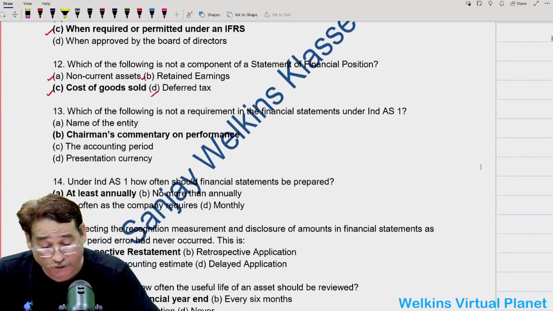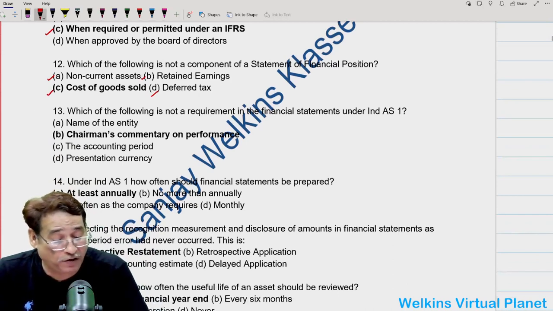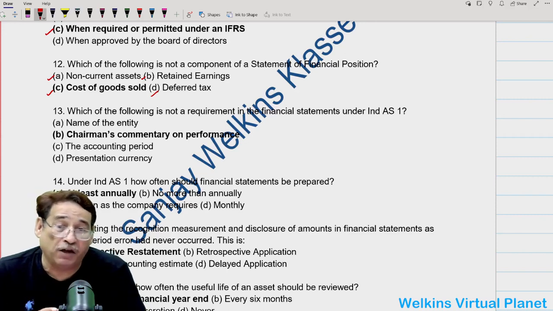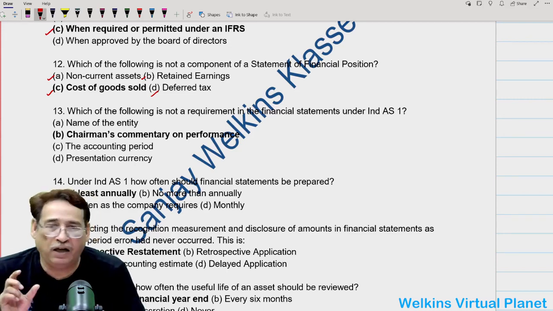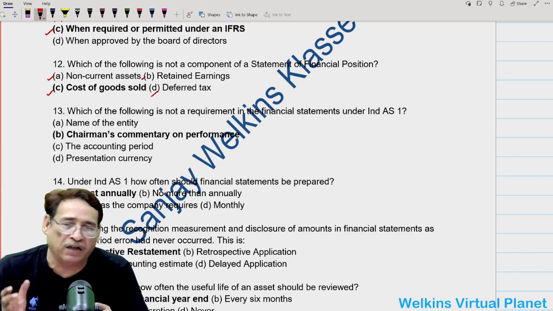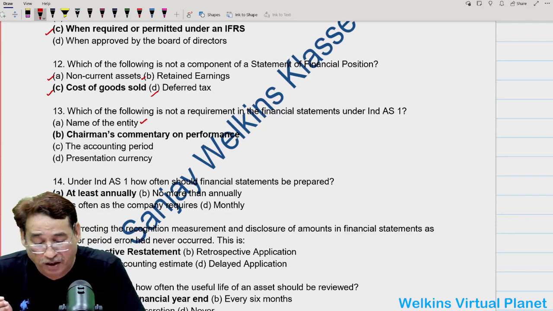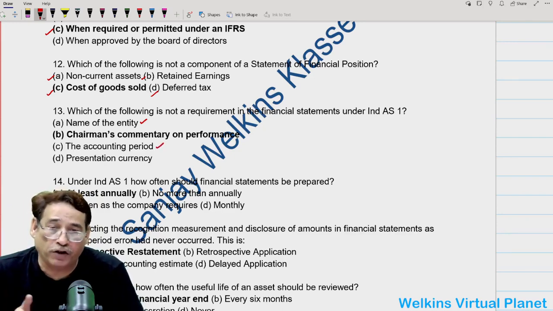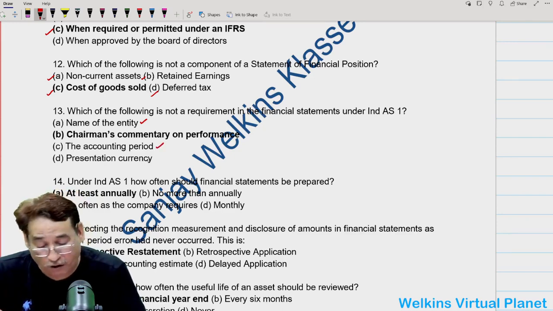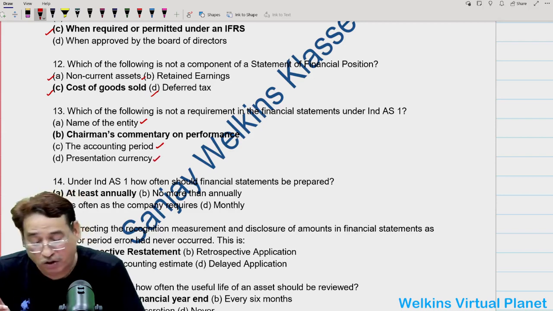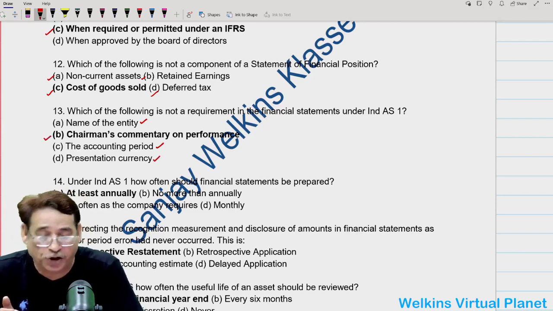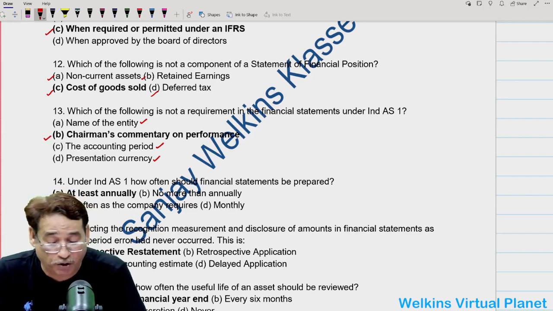Correct? Which of the following is not a requirement in the financial statement under Ind AS 1? When we prepare the financial statement, out of these four, which is not needed? The question is asking you. Now, if we have gone through Ind AS 1, it clearly states that every financial statement must carry the name of the entity, must carry the accounting period for which the financial statements are being drawn, and of course the presentation currency. So in this case our answer will be the chairman's commentary on the performance, because this is not the requirement.